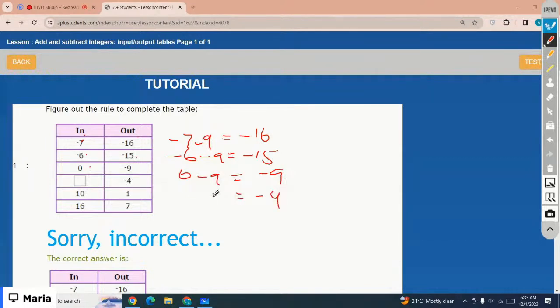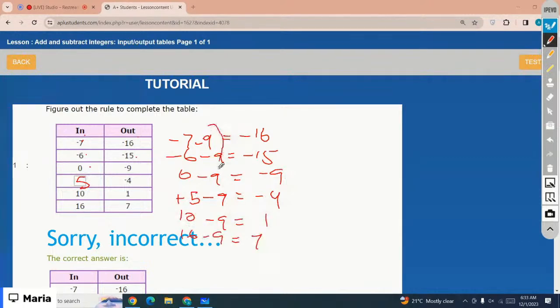So -9, +5 it is. This is 5. 5 minus 9 is -4, right? Here you have 10. 10 minus 9 is 1. 16 minus 9 is 7.